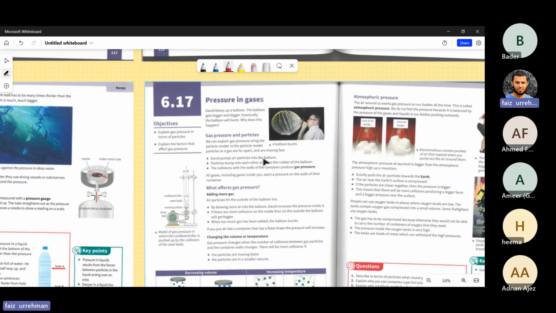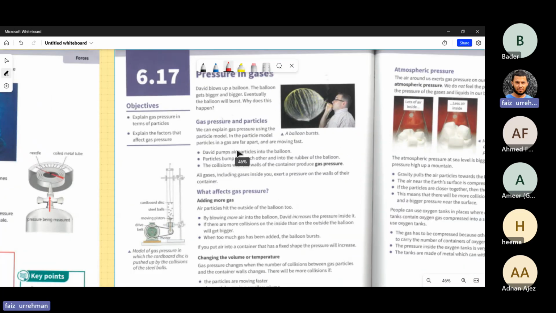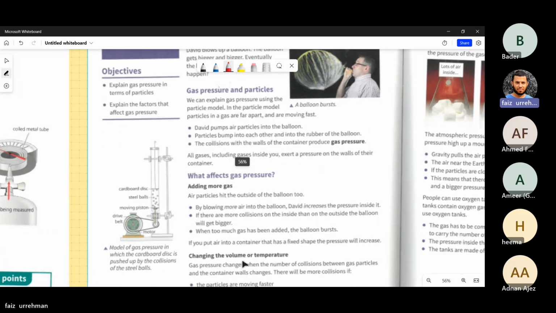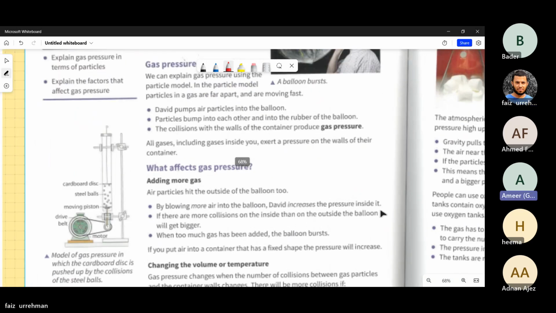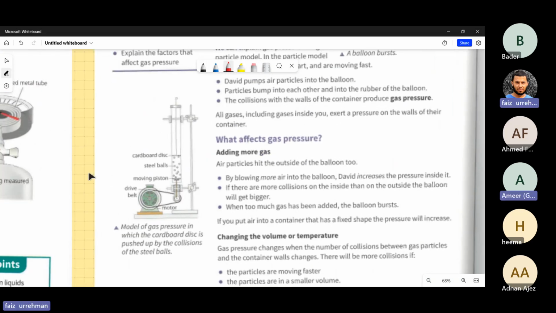So now, pressure in gases. Gases can be compressed. And what affects gas pressure? Now you have to remember what?